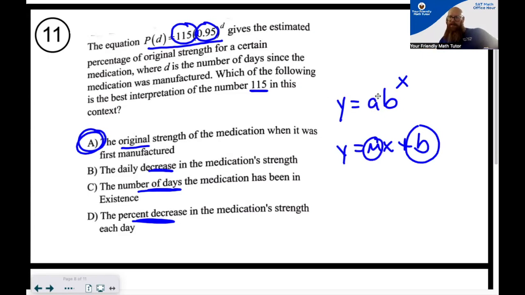Then you have to be able to identify, when I see an exponential function, this is the y-intercept or the initial value, and this represents some sort of percent increase or percent decrease.